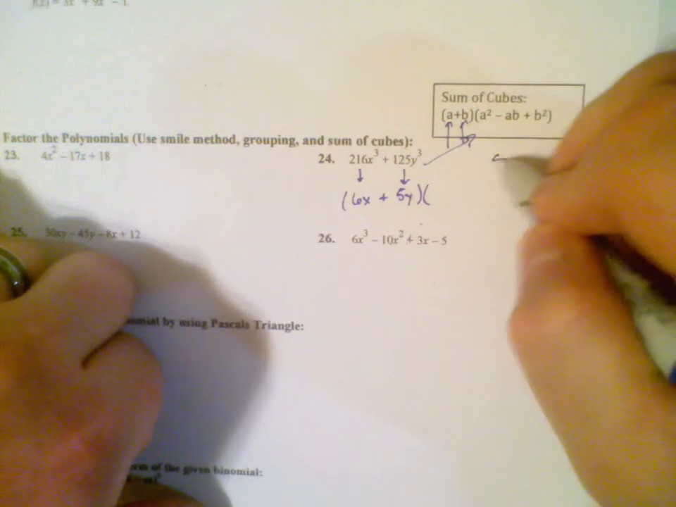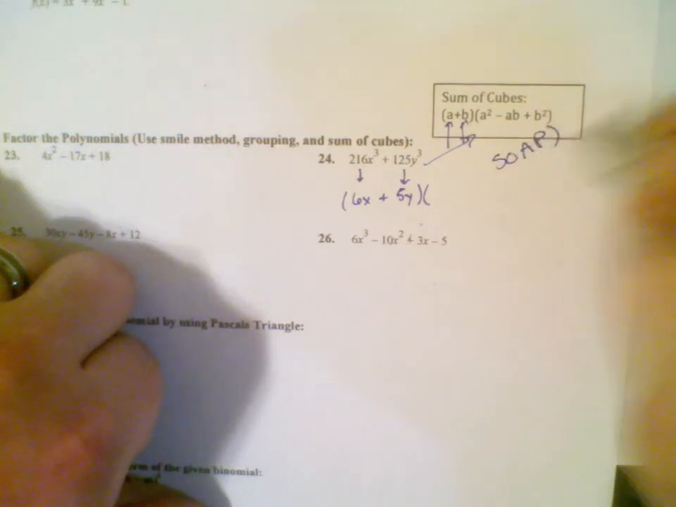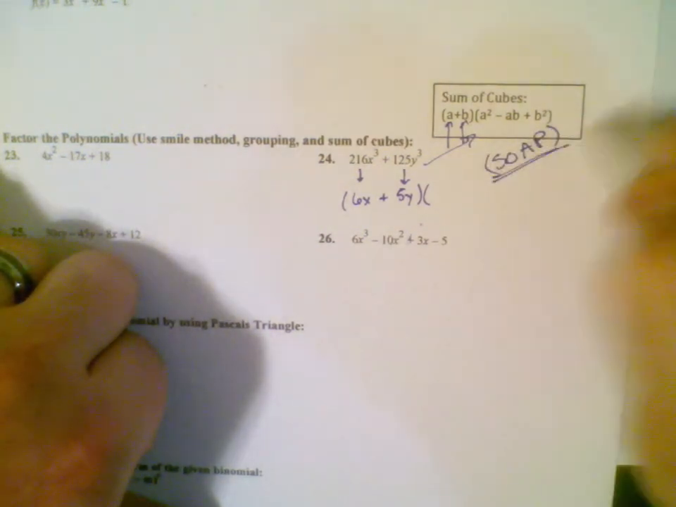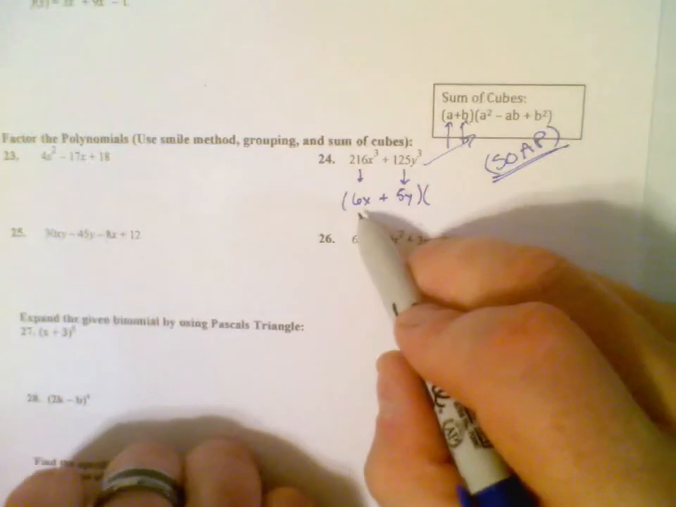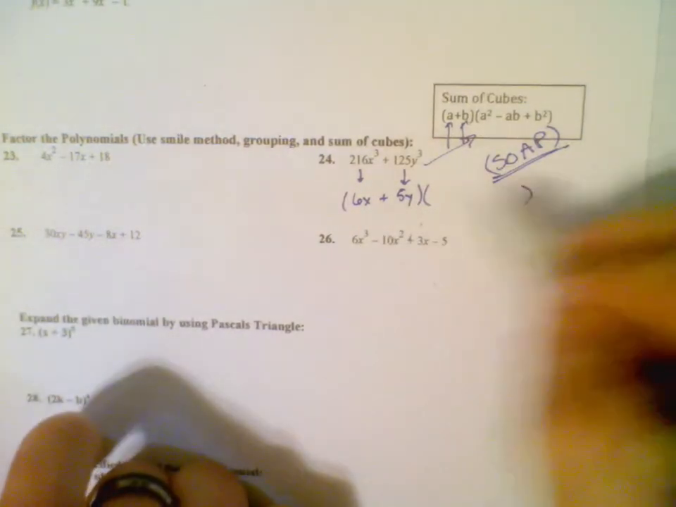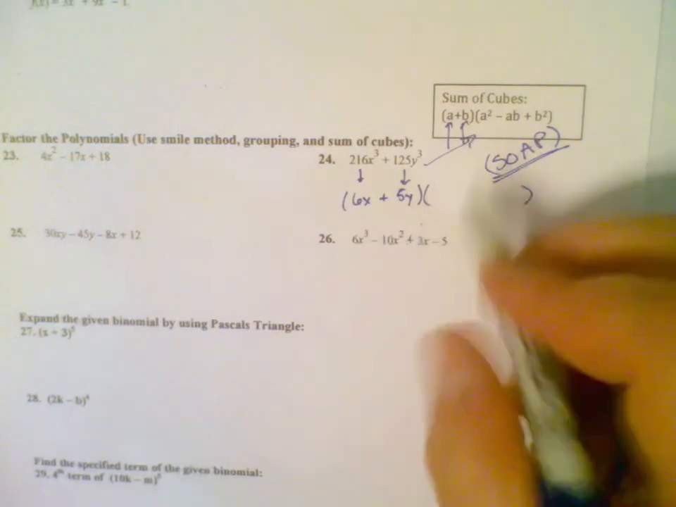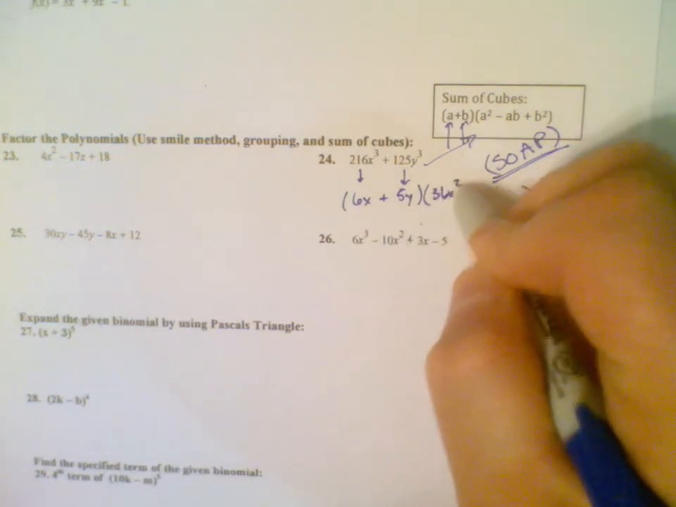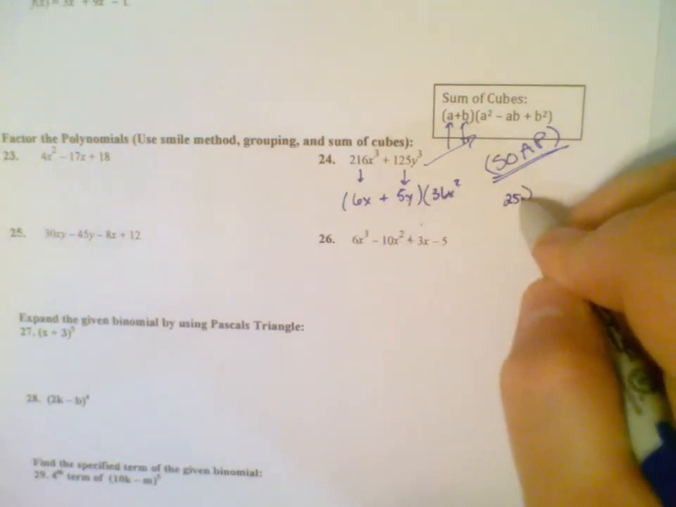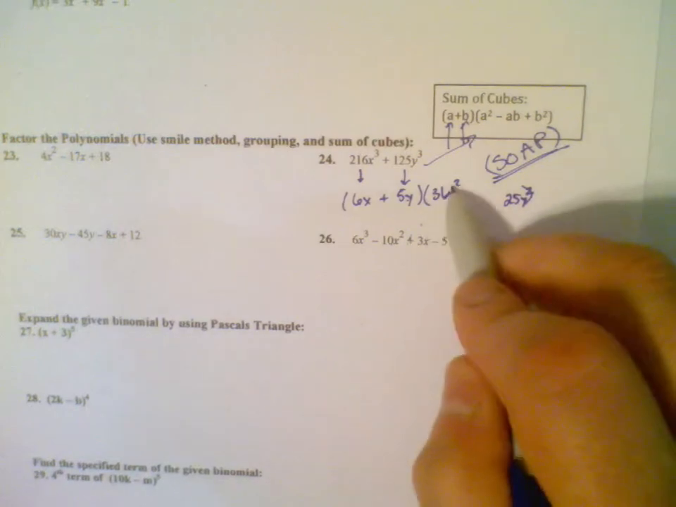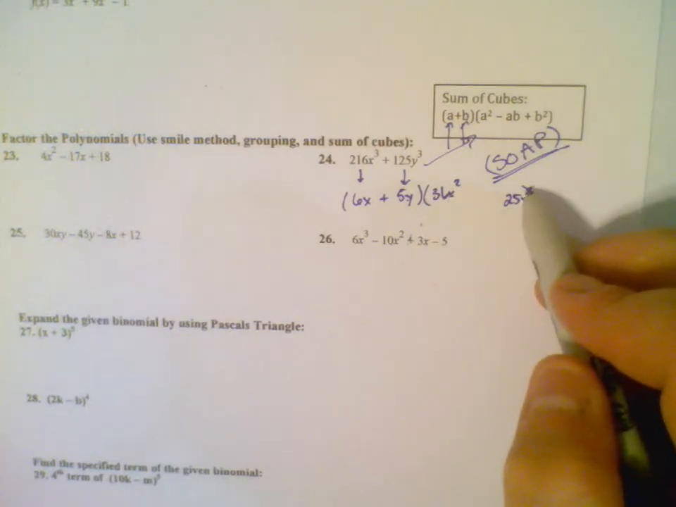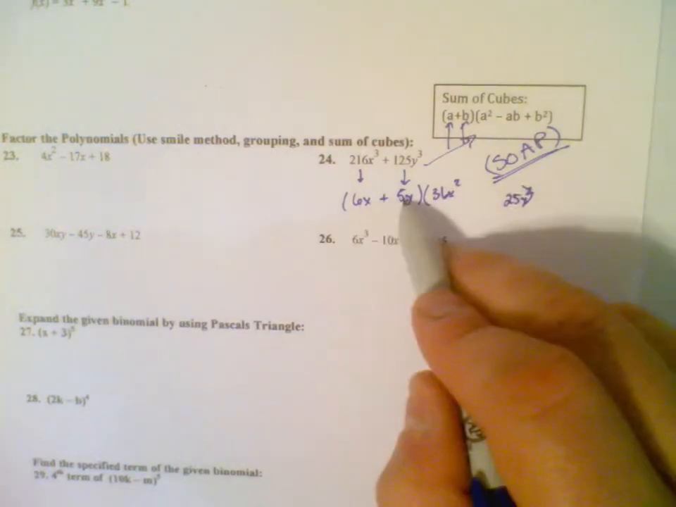So the other thing I said in class was SOAP. That helped me remember the signs. Okay, so if I wanted to memorize the pattern, I have a small set of parentheses with 2 of them, and then I got 3 of them over here. So I square the front one, 36x squared. Square the back one, it goes in the back. So 36x squared, 25y squared. And then the middle one is these two multiplied together.